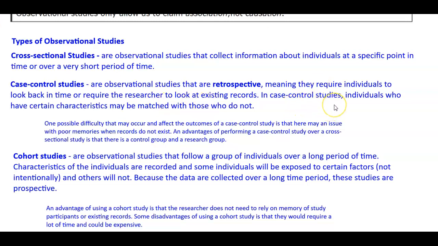In case control studies, individuals who have certain characteristics may be matched with those who do not. So one possible difficulty that may occur and affect the outcomes of a case control study is that there may be an issue with poor memories when records do not exist. And the advantage of performing a case control study over a cross-sectional study is that there is a control group and a research group.